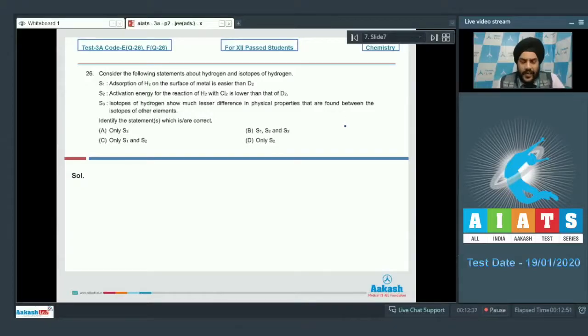Let us look at the second section, students. This section contains 5 questions. Each question has 4 options, out of which one or more than one option may be correct. So if you look at question number 26 now, it says, consider the following statements about hydrogen and the isotopes of hydrogen. So S1 says, adsorption of H2 on surface of metal is easier than D2.